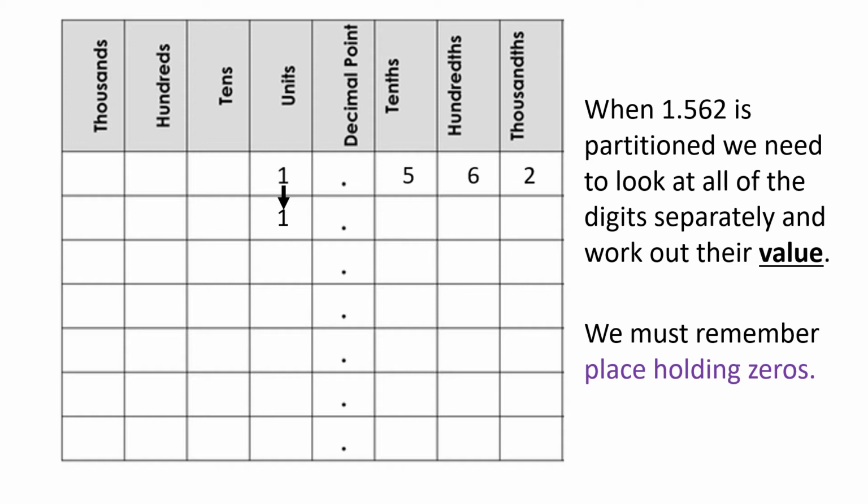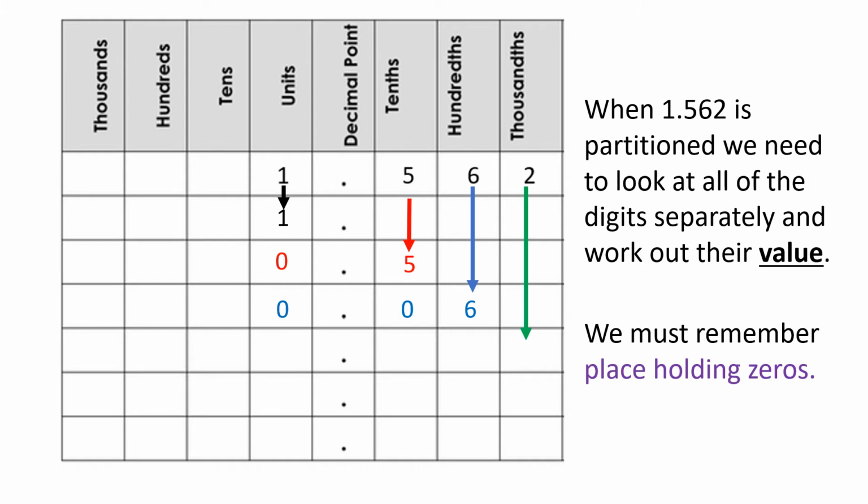In the units we have a 1, and that is worth 1. In the tenths column we have 5, that is worth 5 tenths, and it looks like 0.5 as a decimal. The 0 is a placeholder, and when the number is put together, the placeholders disappear. We have a 6 in the hundredths column. As a decimal, this is 0.06. The zeros are holding the place value columns of the tenths and the units.